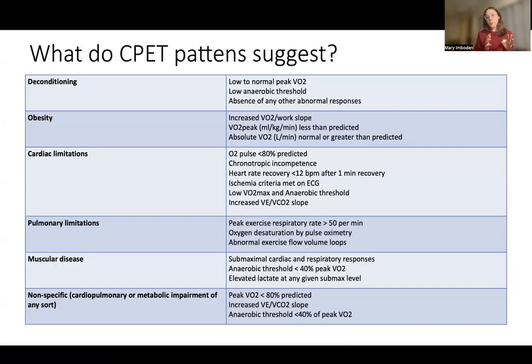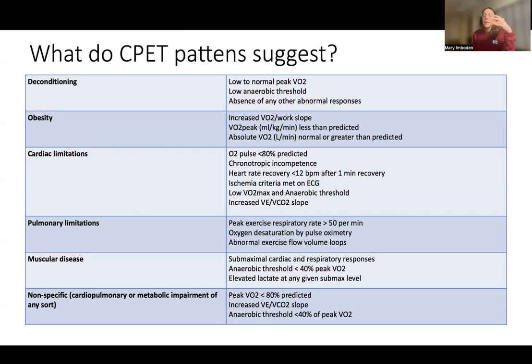So putting all of those measurements together, we can look at things: we're seeing this with heart rate, we're seeing this with blood pressure, we're seeing this with ventilation, and we can start to puzzle piece, what does that mean, right? So if someone's deconditioned, they're going to have a low to normal peak VO2, but someone with heart disease. So how do we know if it's deconditioning or heart disease? Well, there's other factors at play, right?